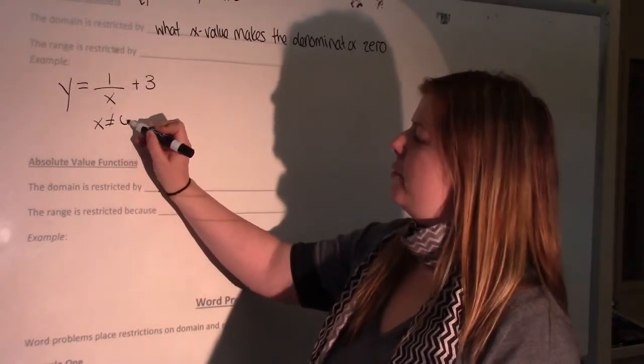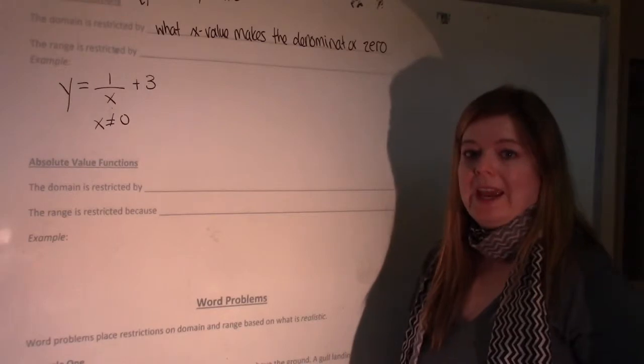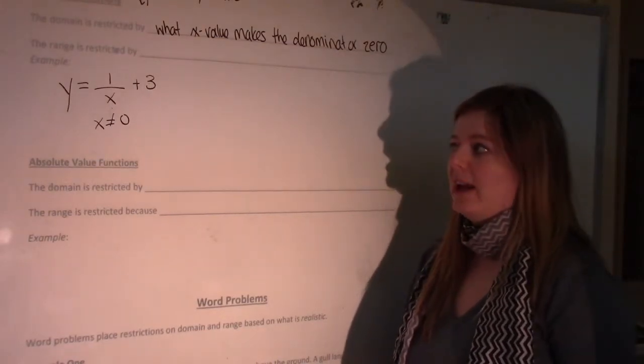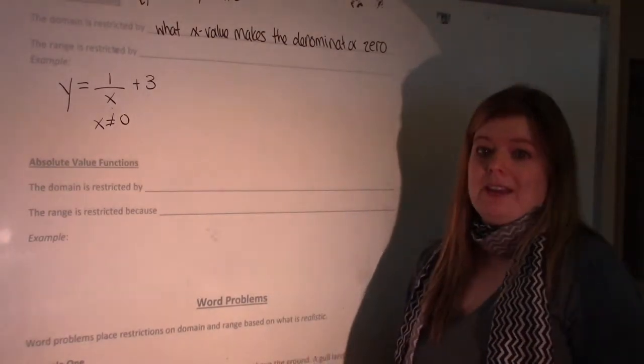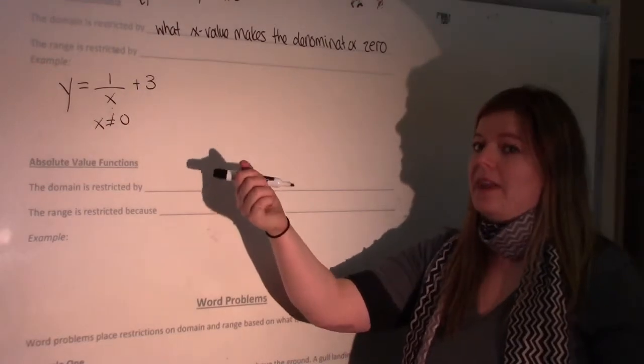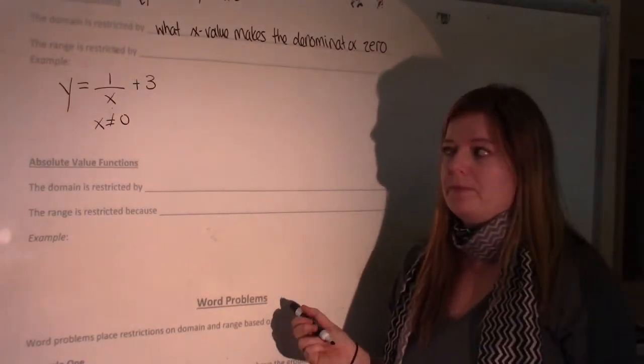X cannot be equal to 0 because you know that we can't divide by 0. Okay, so that's the restriction there. It can be anything else, it just can't be 0. And that would correspond to the vertical asymptote.